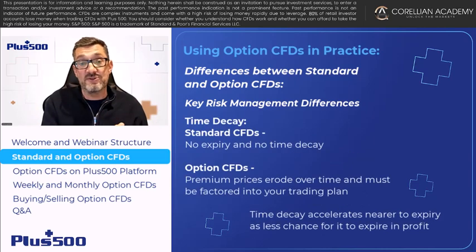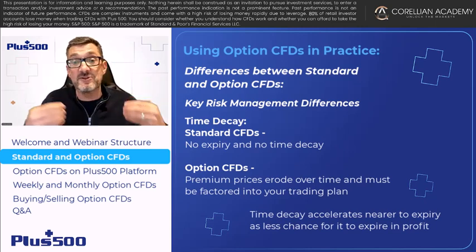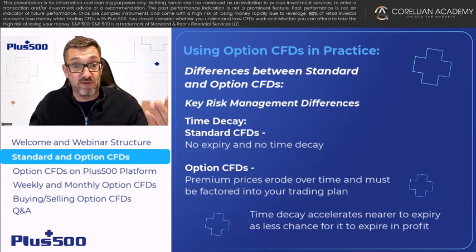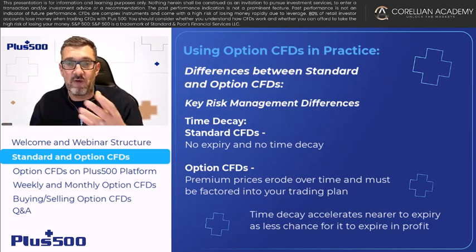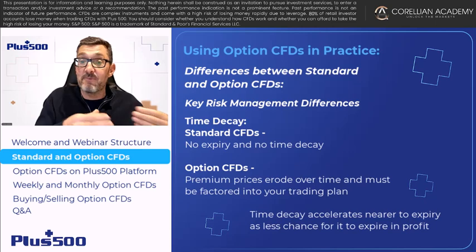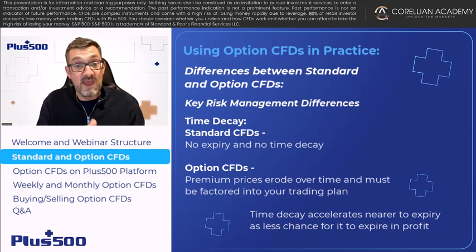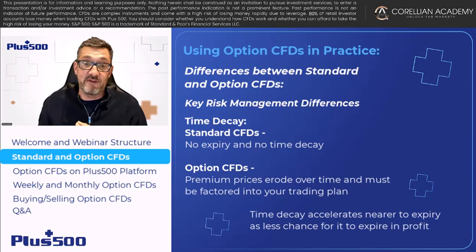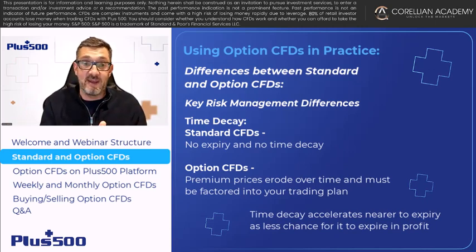Next, every option CFD has an expiry date. And as time passes, the options premium naturally erodes. This is time decay, and it accelerates as expiry approaches. So even if the market is flat, the option CFD price can drift lower simply because the clock is ticking. Standard CFDs don't have this problem. You can hold them indefinitely without the price decaying.